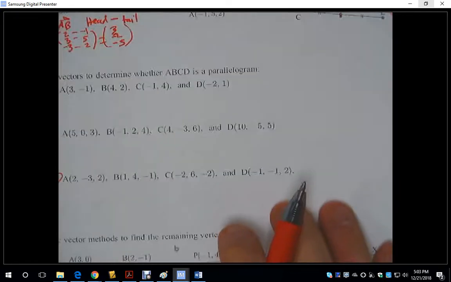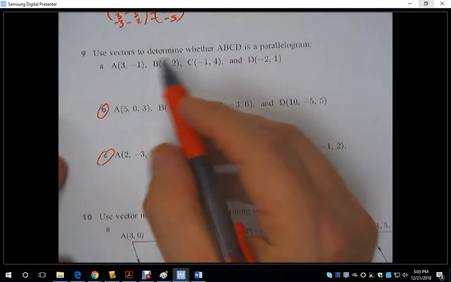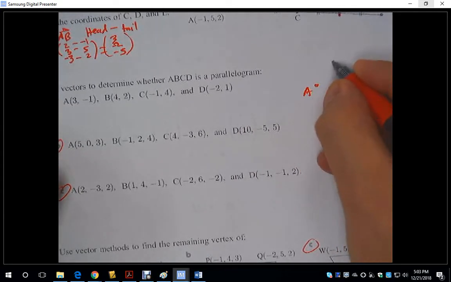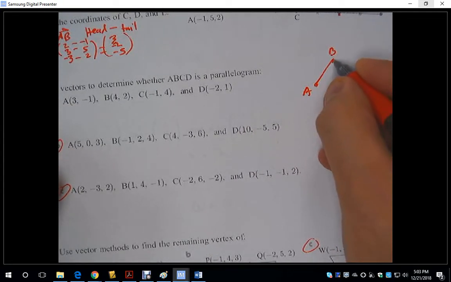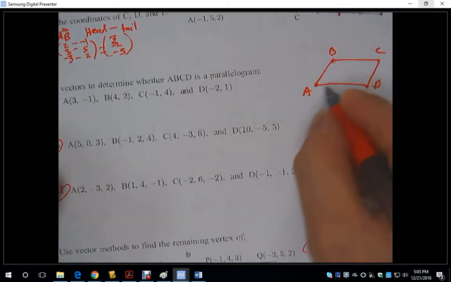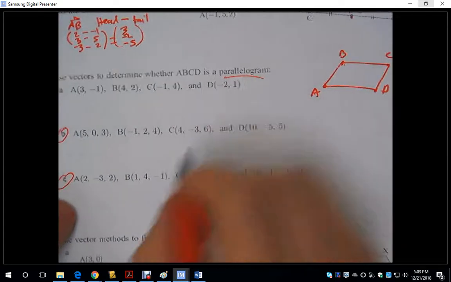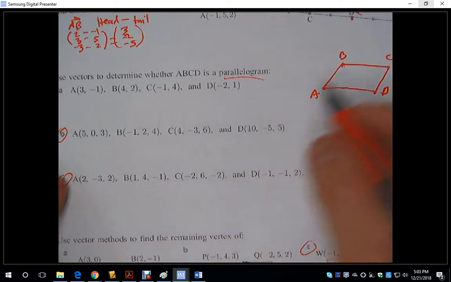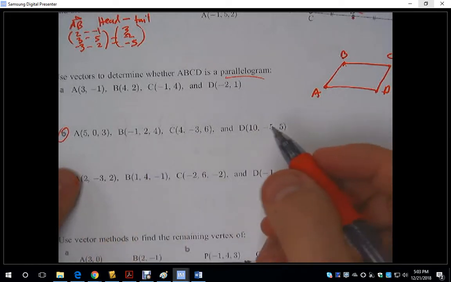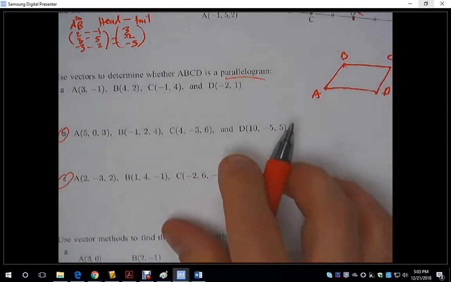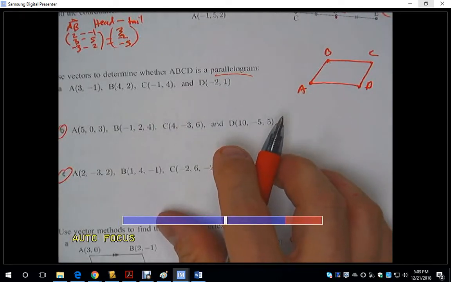Right, 9b. It says use vectors to determine whether this A, B, C, D is a parallelogram. If these points make up a parallelogram, then of course the opposite sides should be parallel, and they should be the same length as well. We're looking at the magnitudes. The magnitudes have to be the same size and they have to be going in the same direction as well.